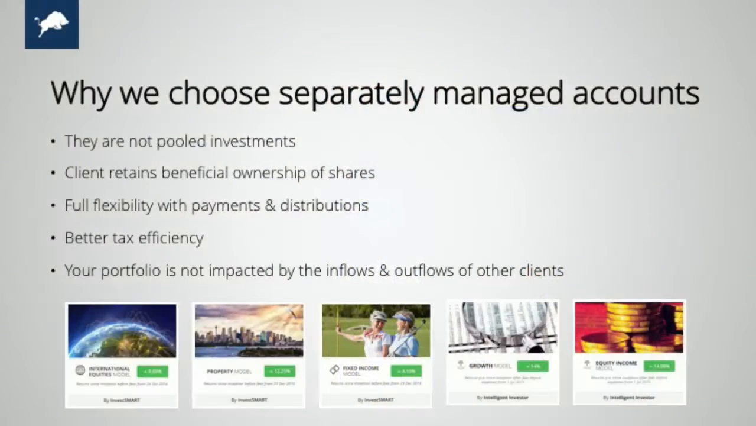We specifically choose separately managed accounts to run our portfolios. These are often shortened to SMA. Now, they are not pooled investments. The S in SMA is very important here. It's a separately managed account. So your stock is your stock. The other investor's stock, it's theirs. Another investor's stock, their stock is their stock as well. You're all separated, okay? And you actually have full beneficial ownership of the underlying investments.